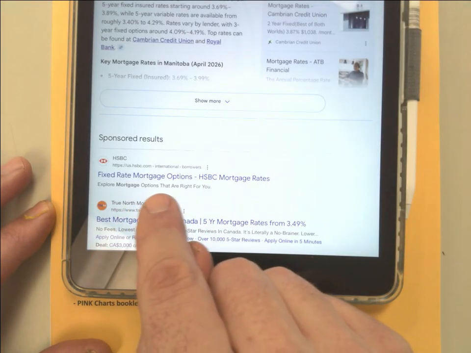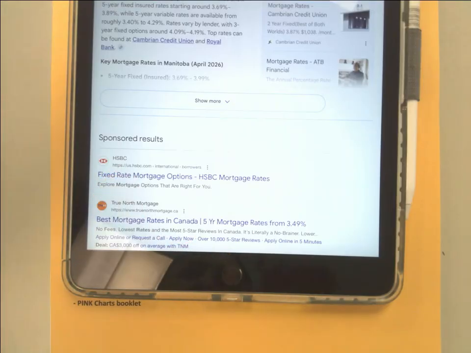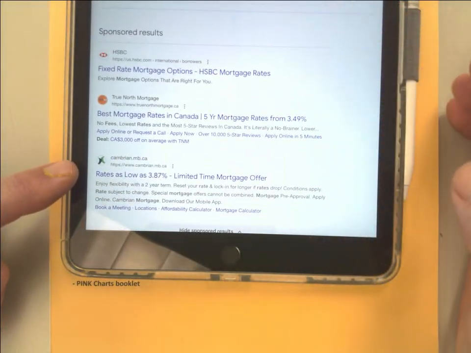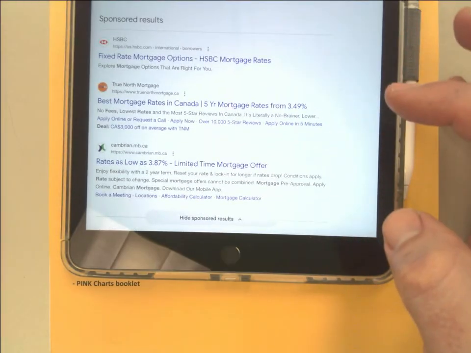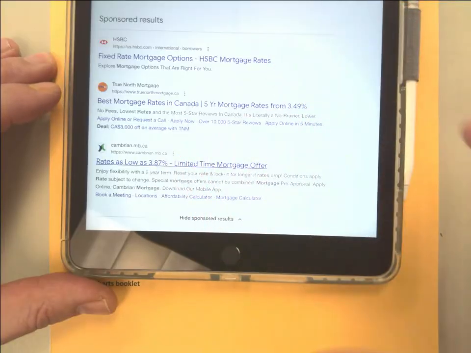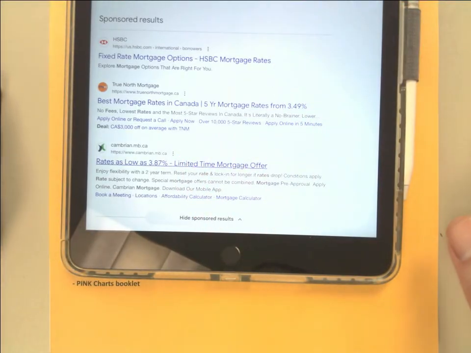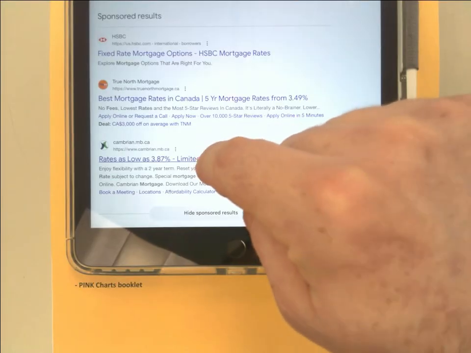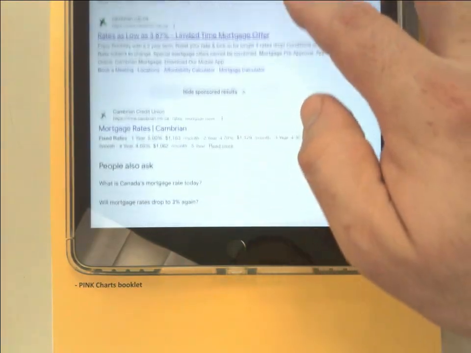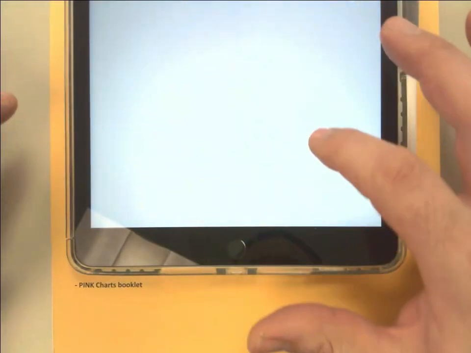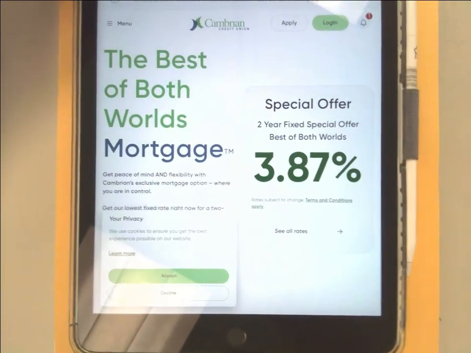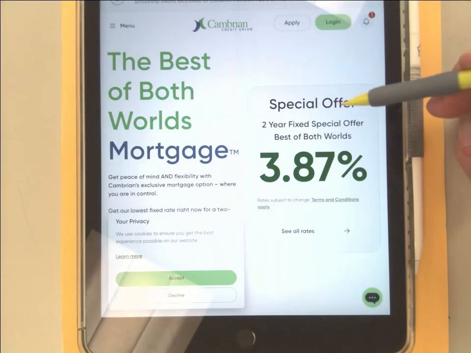So we can, for example, look at HSBC, that's a bank. There's Cambrian Credit Union. Credit unions are usually lower. Let's click on that. I'm just going to click on what the mortgage rates are right now. Please work. I just need you to open that. Okay, let's try this one. There we go.